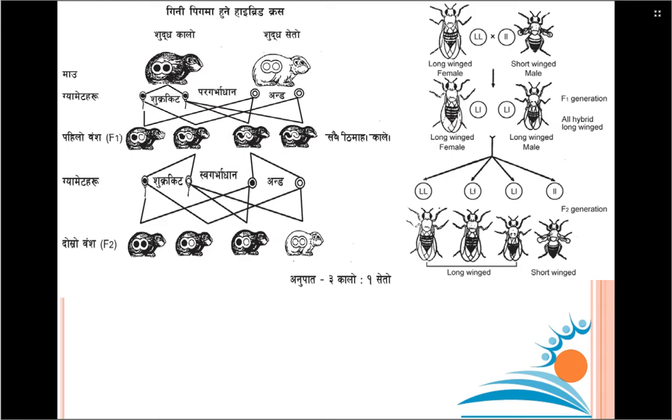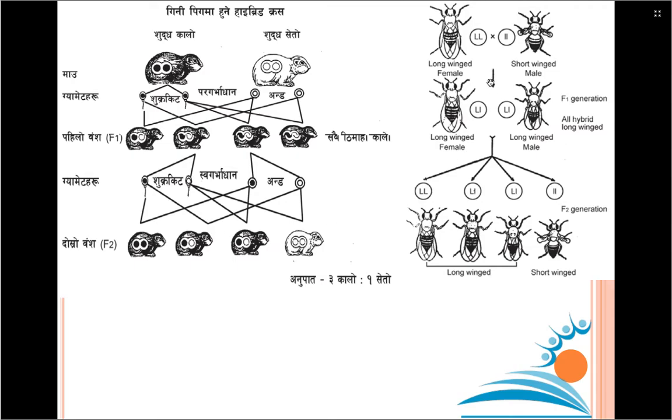So if they are crossed among themselves, then in the second generation, what happens is the character which was hidden in the first generation, the white character, will again reappear in the second generation. So if you look at the phenotype ratio, then out of four, three are black and one is white. So phenotype ratio is 3 is to 1.